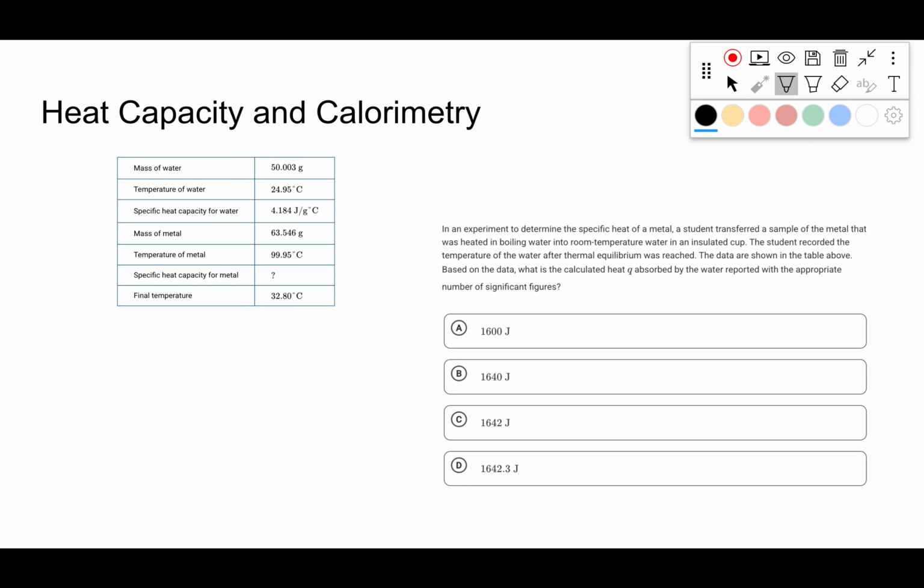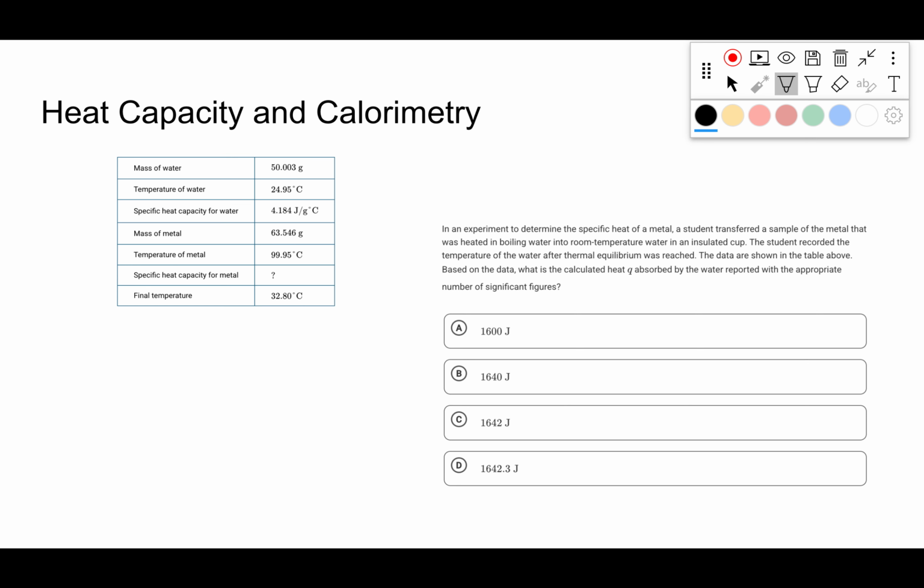So in this question it gives us a data table. And this is more like the type of question we've seen on the AP exam in the FRQ section where they give you a data table from a calorimetry experiment. And they're asking you to figure out some data from that. It says, in an experiment to determine the specific heat of a metal, a student transferred a sample of metal that was heated in boiling water into room temperature water in an insulated cup. That's really all calorimetry is: how much energy transfers from one object to the next. This one is using metal and water.